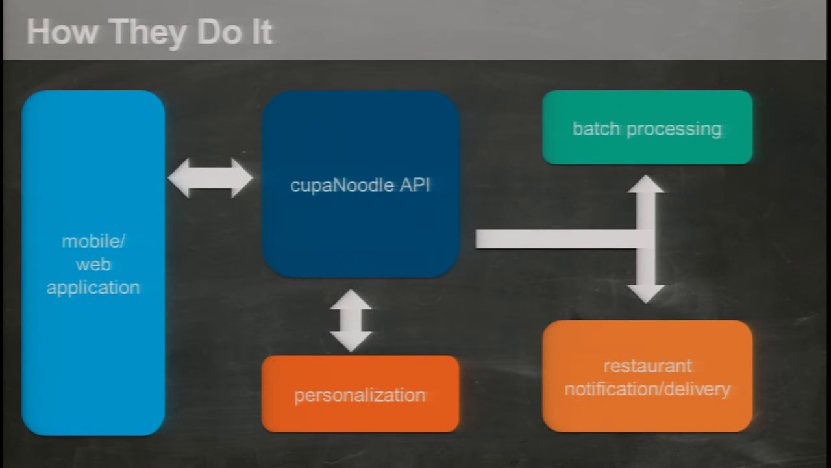If you're going to build an app like Cup a Noodle, you might do it like this, with a mobile web application interacting with an internet API and 3 backend services. One for batch processing the orders, one for notifying the restaurants, and one for personalizing the experience in terms of the social network and remembering favorite foods, favorite orders, that kind of thing.